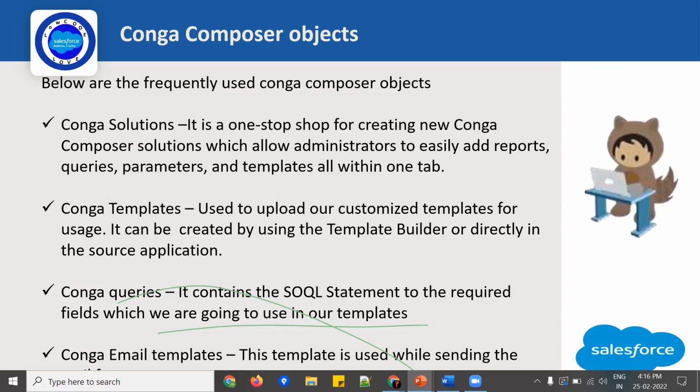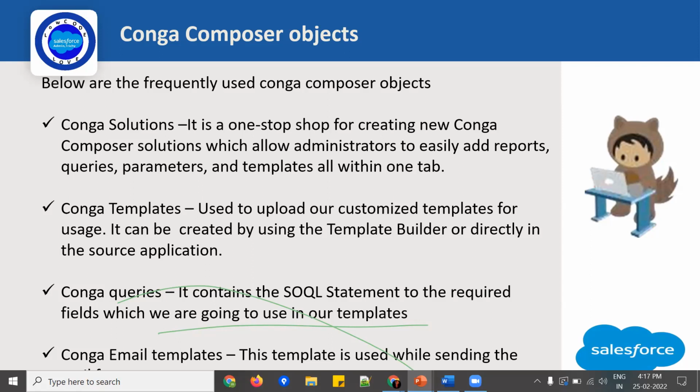And the Conga queries. Conga queries are used if you are going to retrieve some data, child object data or master object data; at that time you write Conga queries. Conga queries are nothing but your SOQL queries. In Salesforce, we write SOQL queries, right? Like select Id from Account. That SOQL you are going to use inside these Conga queries.